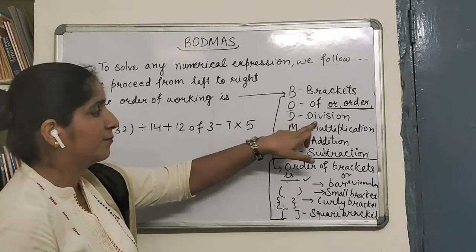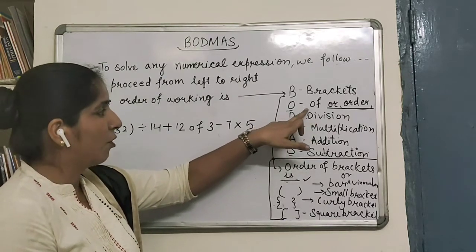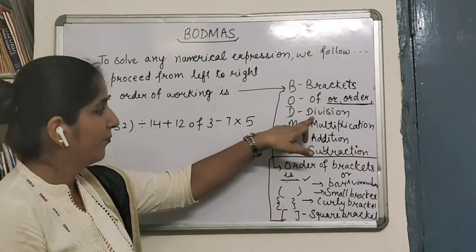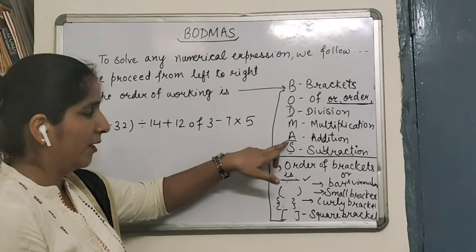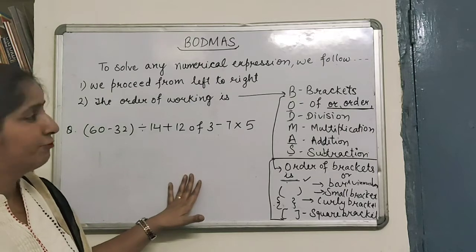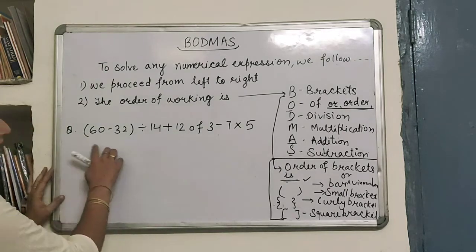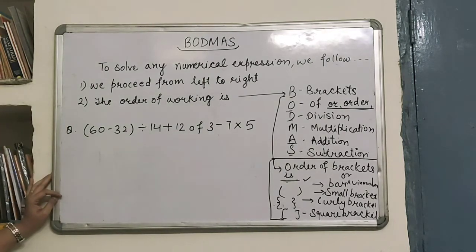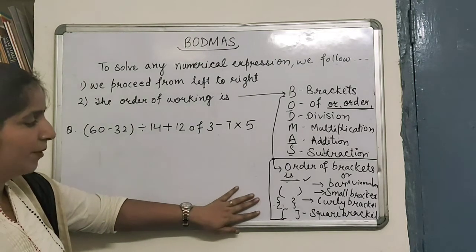After that, the next operation is division. When you solve of, then you can solve division, then multiplication, then addition, and then subtraction. So this is the order you need to follow while solving any given numerical expression. And this is the order of brackets.